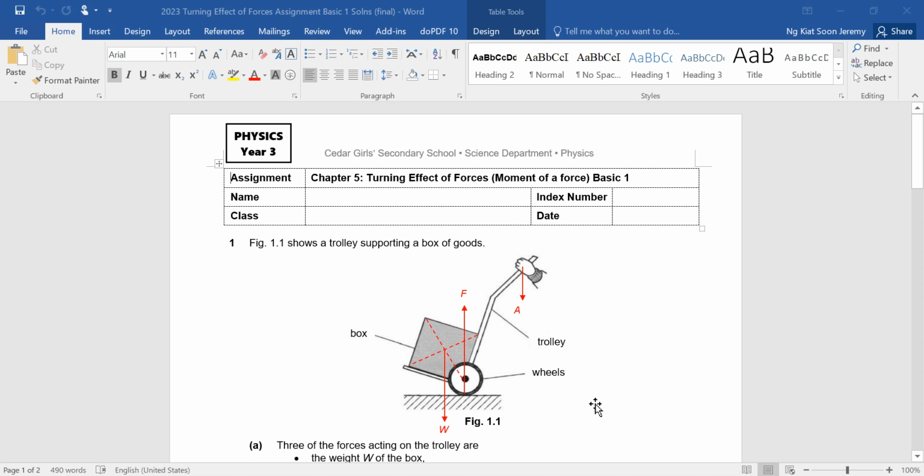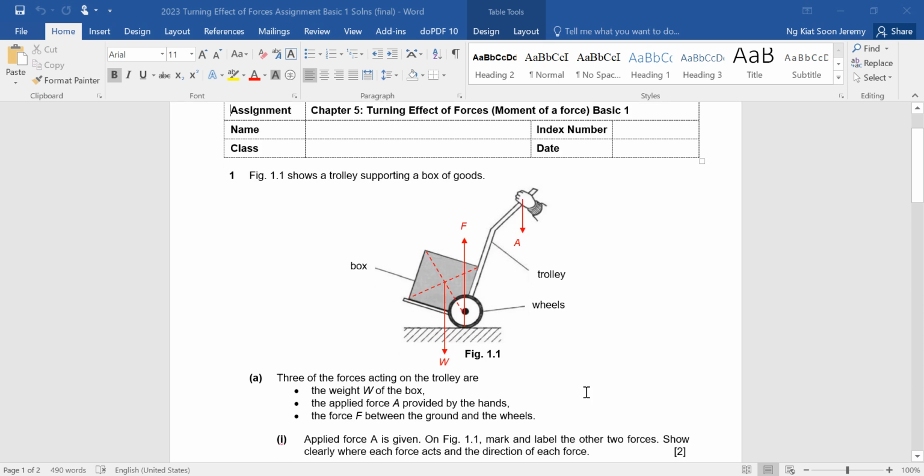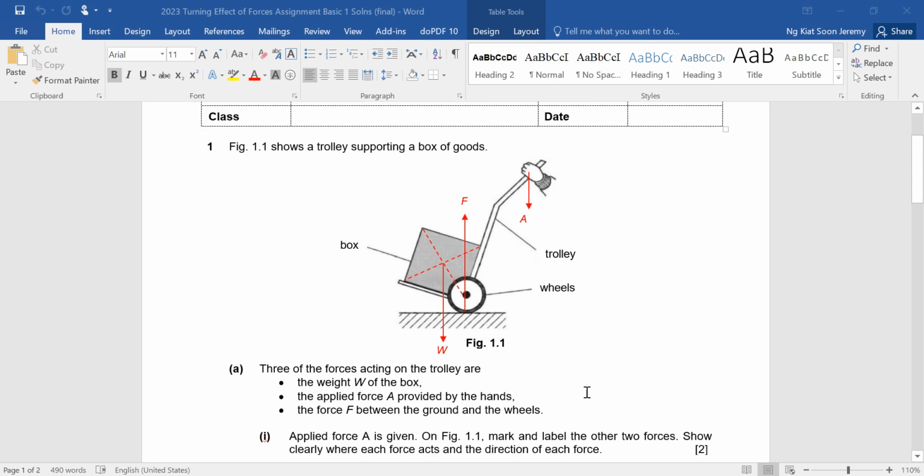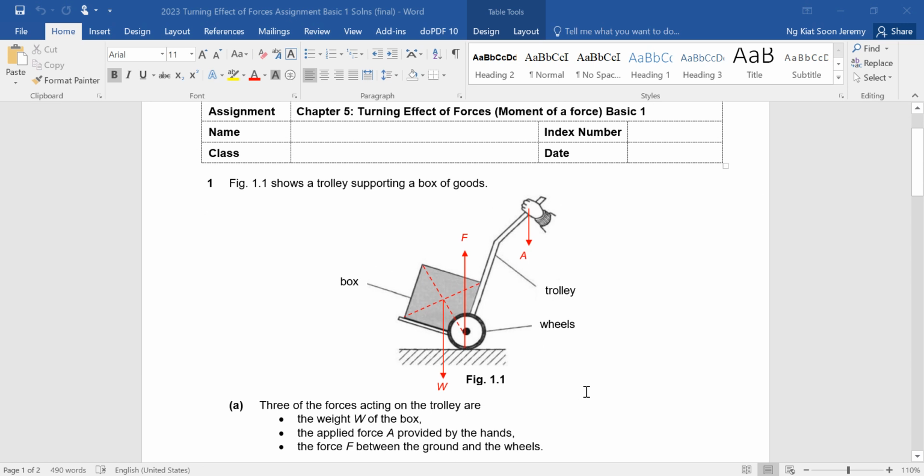Okay, I'm going through the main problems with your assignment on the effect of forces, right? This assignment 1. Okay, firstly, the 3 forces. A has been drawn for you, right? So that's actually the hard part, right?